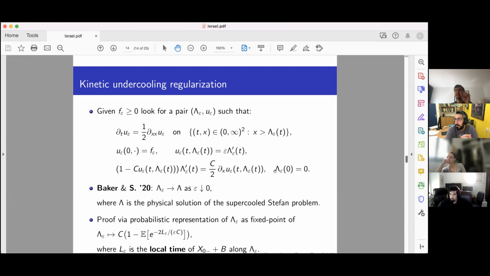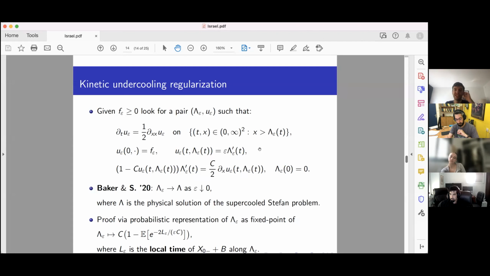And the epsilon tunes precisely this relationship, how much time you need to spend on the boundary before you are absorbed. The first time your local time exceeds an exponential time, an exponential one random variable, exactly. And there is some multiplier of epsilon or 1 over epsilon, which tunes this relationship, exactly.